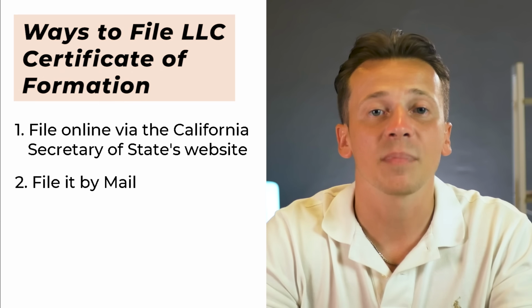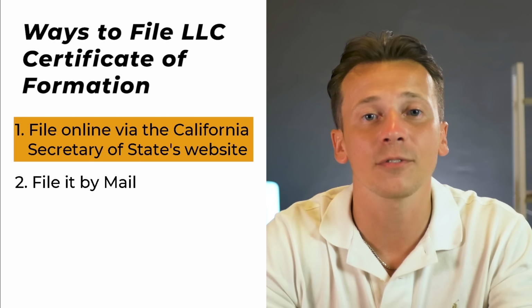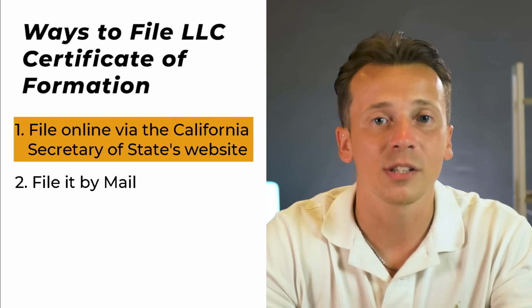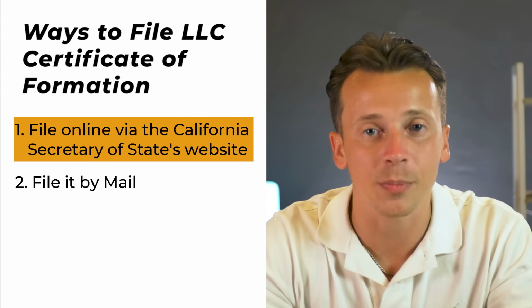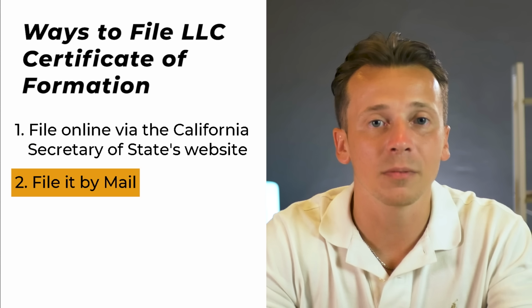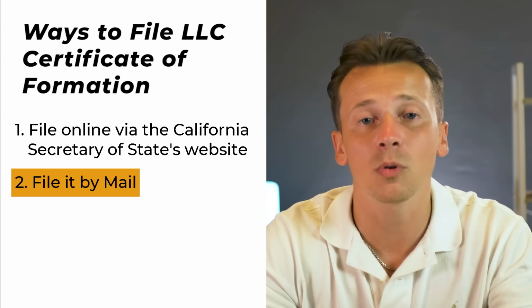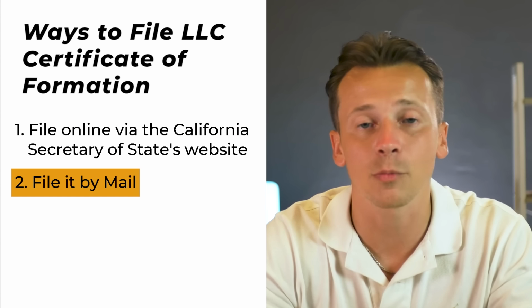Now, to actually file LLC articles of organization in California, there are a few different ways that you can do this. The first is you file online through the California Secretary of State's website. So if you want to learn more, the link is going to be right there down below in the description. You can also file it by mail, so you can find a copy of the form and more info on how you can fill it out at the same website.